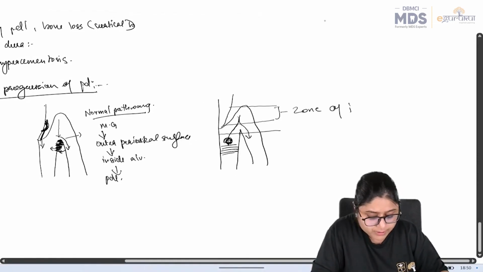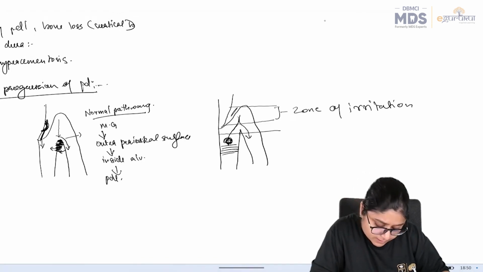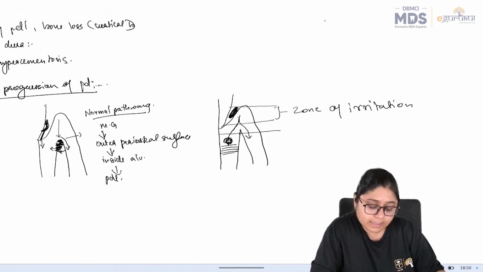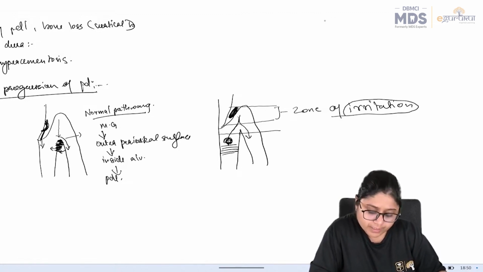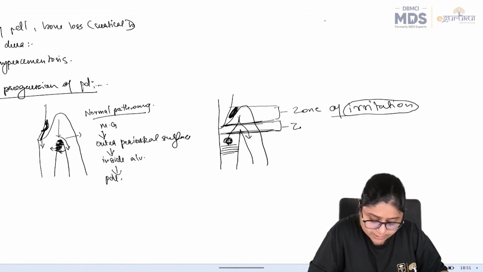Why is this called the zone of irritation? Because whatever the source of irritation is, the plaque and the bacteria, is the major factor for the inflammation. This is called the zone of irritation. But below the apical attachment, the base of the pocket, up to the alveolar bone is your zone of co-destruction.